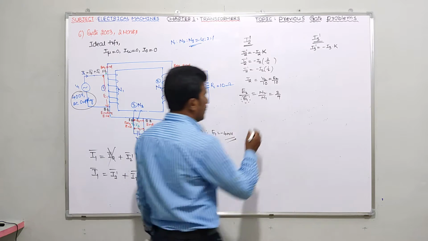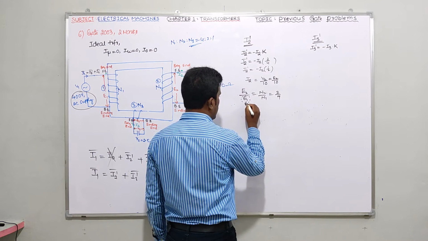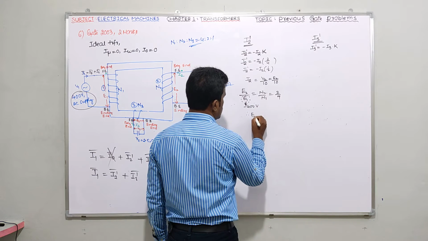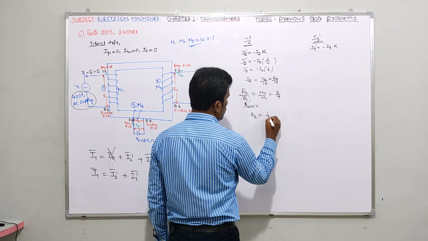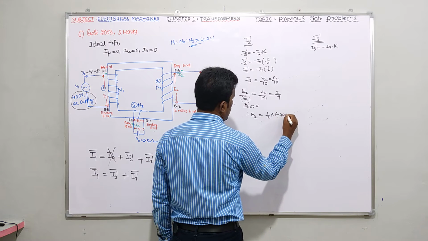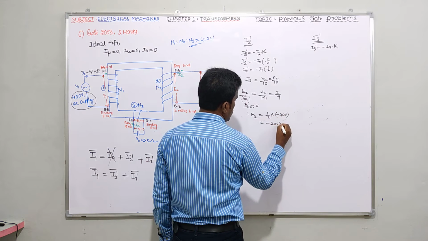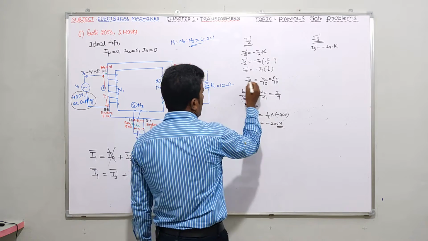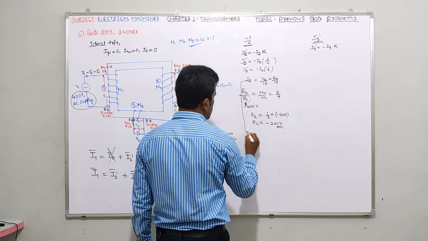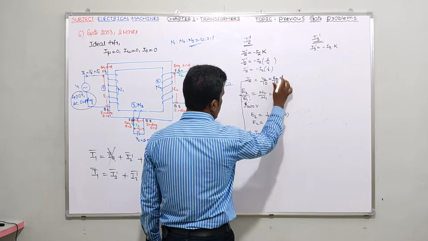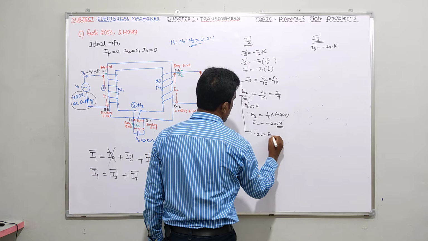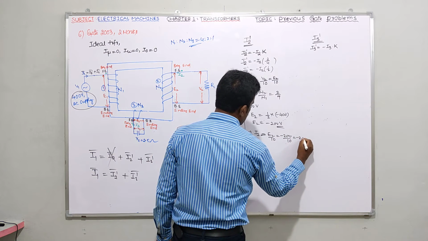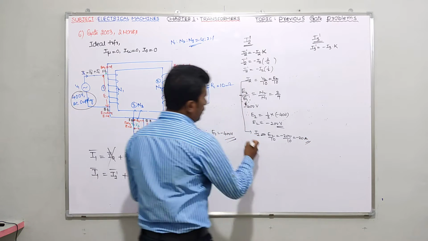Okay. So E1 value I told is minus 400 volts. Therefore E2 equals 2 by 4, that is 1 by 2, into minus 400. That becomes minus 200 volts. This is the value of your E2. Now I2 equals E2 by 10. So minus 200 by 10 becomes minus 20 amperes. This is the value of your I2.